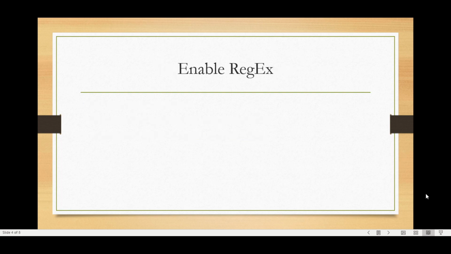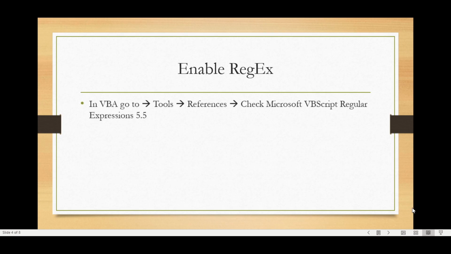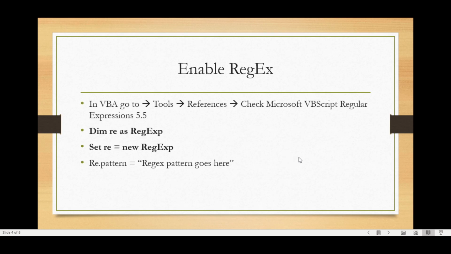So in Excel, to use regular expressions in Visual Basic for Applications, it's actually not enabled by default. So you have to actually enable the library that contains the regular expressions, regex. So this right here is the syntax for the code that you're going to need in order to initialize the regular expressions library that you just enabled within the references.